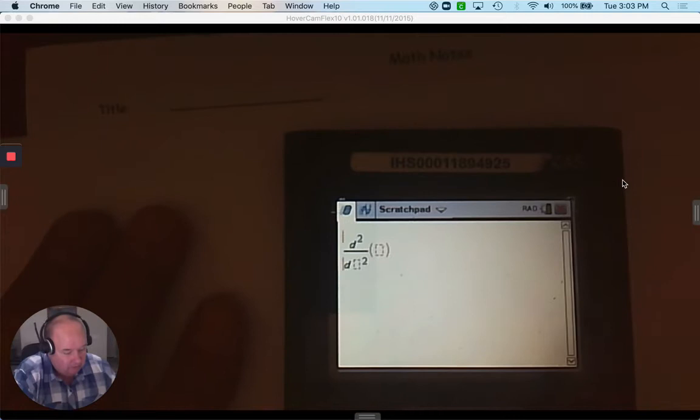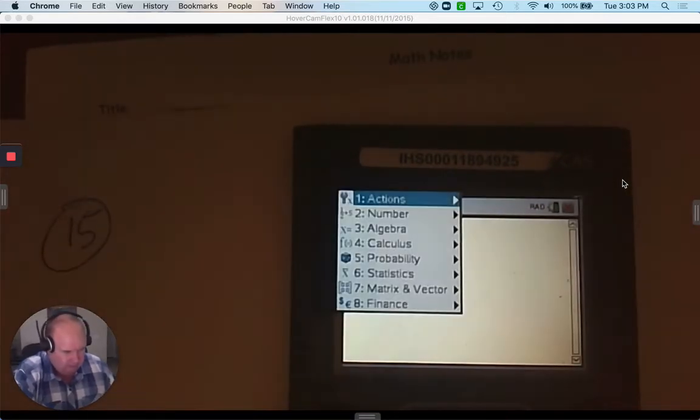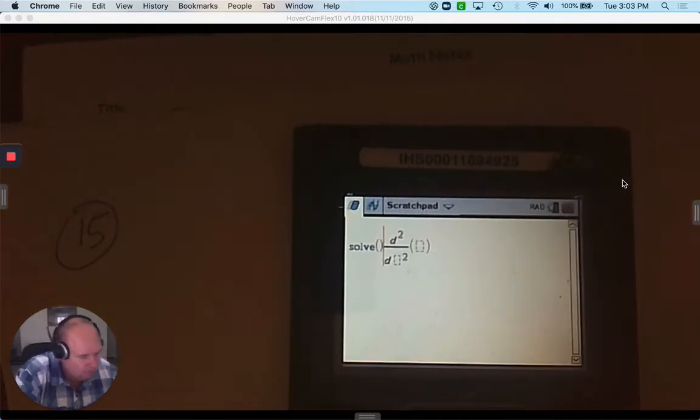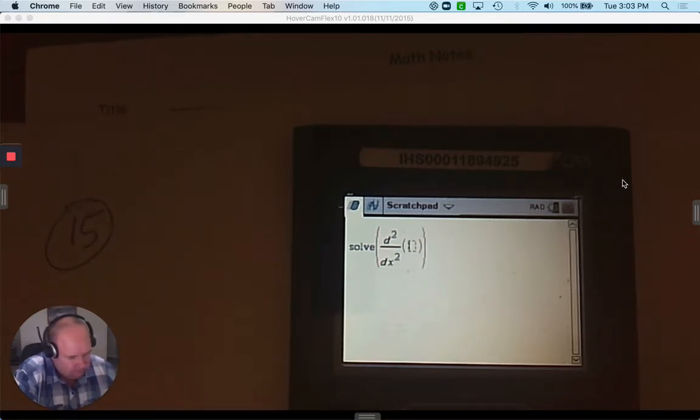Oh, we also need to solve an equation. So let's just do that all at once. Menu, algebra, solve. We'll delete the first parentheses. There it is. So the variable is x. And then we're just going to type in the equation, which was 4x cubed plus sine 5x. And then I'm going to go comma x.